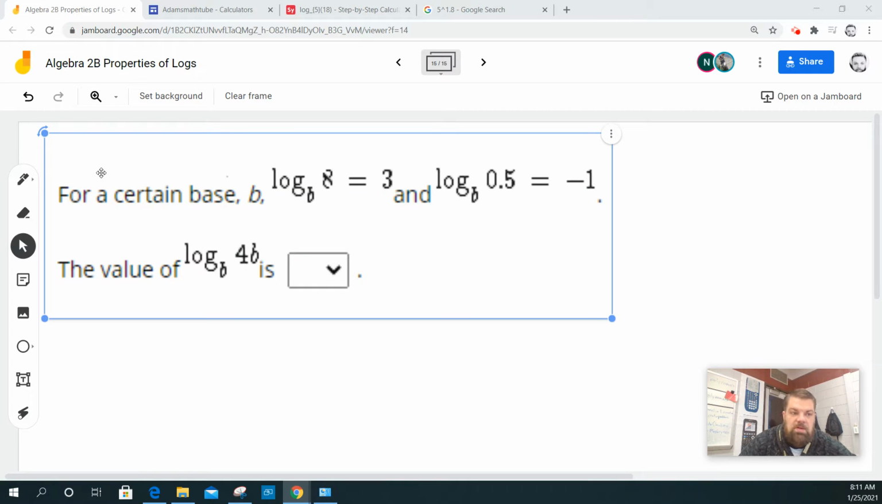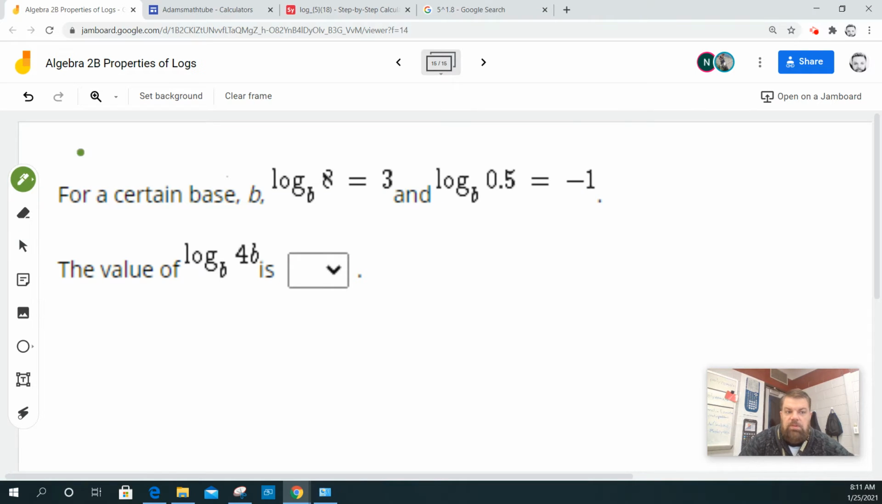All right, so remember that this relationship, one of the properties of logarithmic functions or expressions, is that log base b of x is equal to y, and that b raised to the y is equal to x.